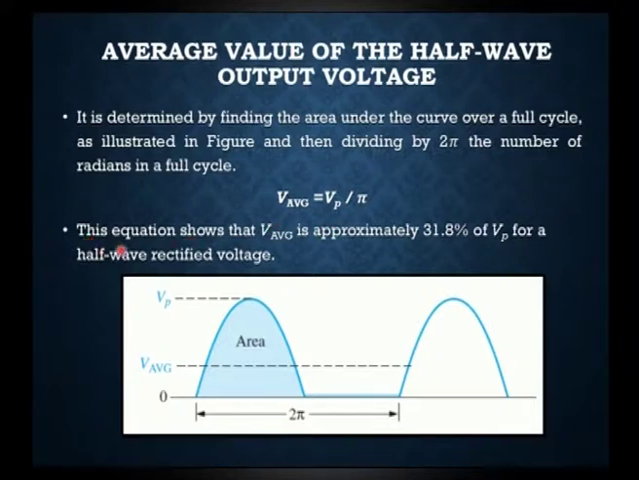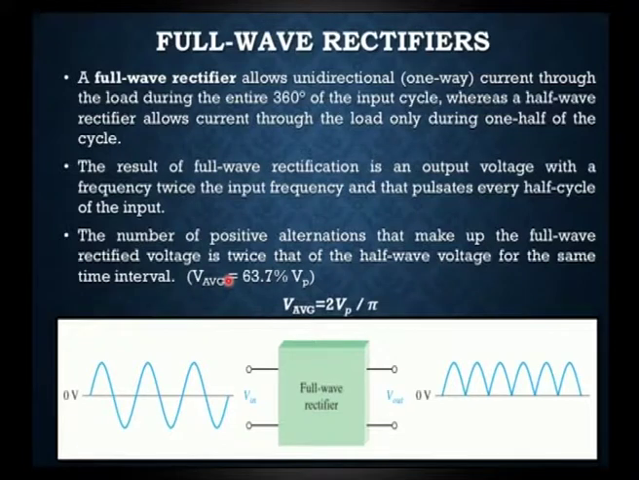This equation shows the average voltage is approximately 31.8% of Vp for a half wave rectified voltage. Vp is the peak voltage and V average is the average voltage that we find. So V average will always be equal to 31.8% of Vp, the peak voltage. This can be easily found with the help of the half wave rectifier output voltage. Next we move on to full wave rectifiers.